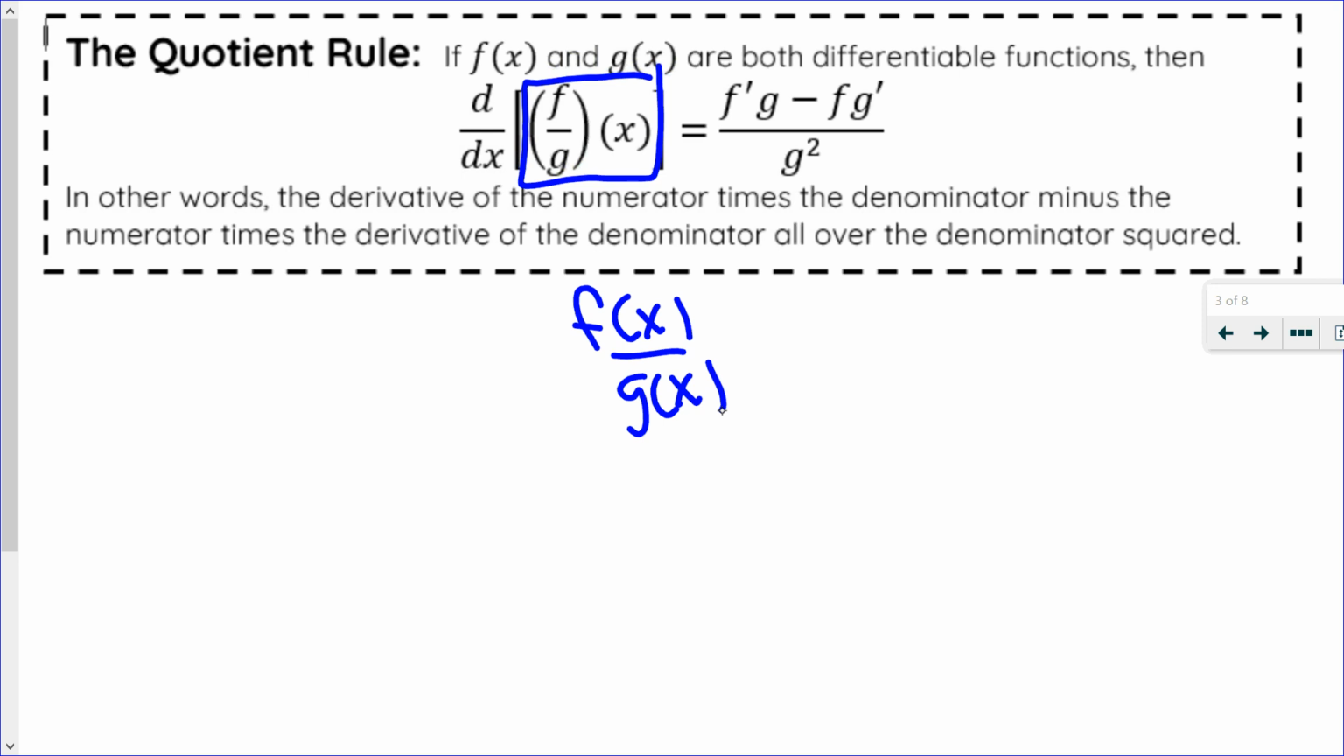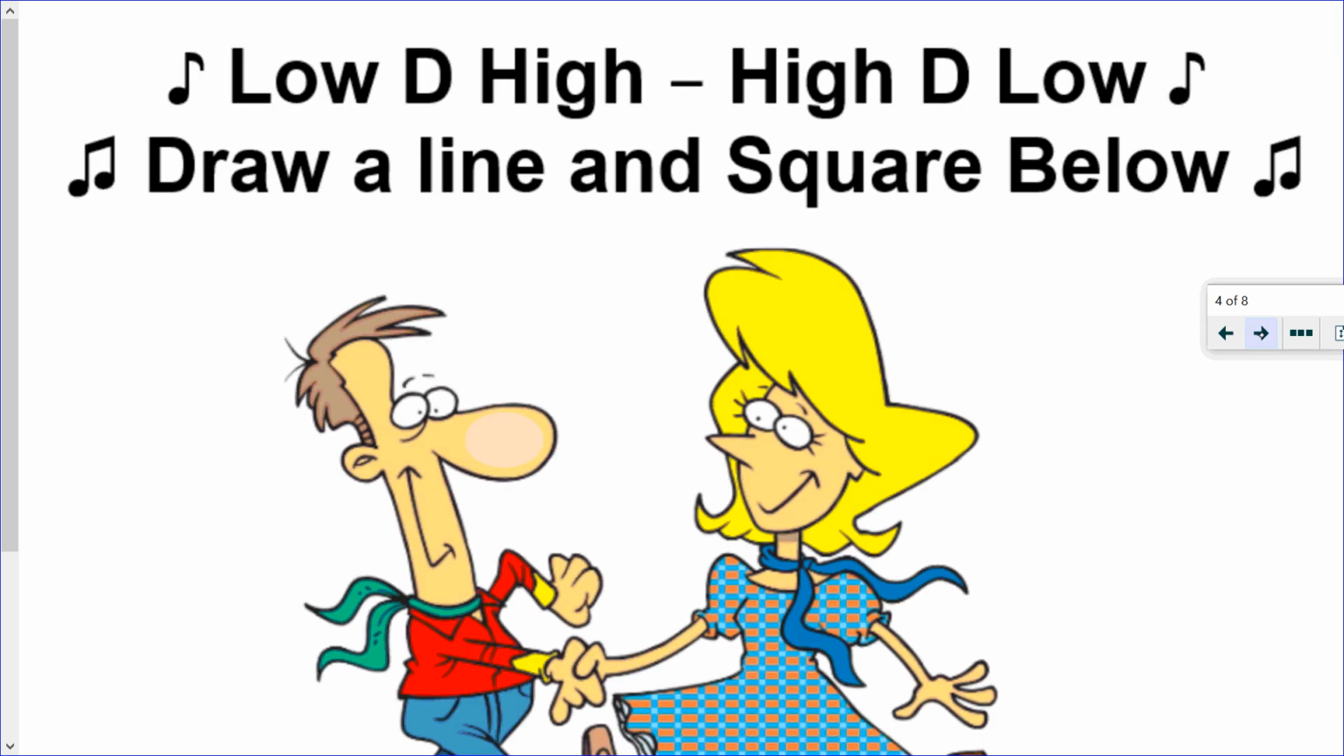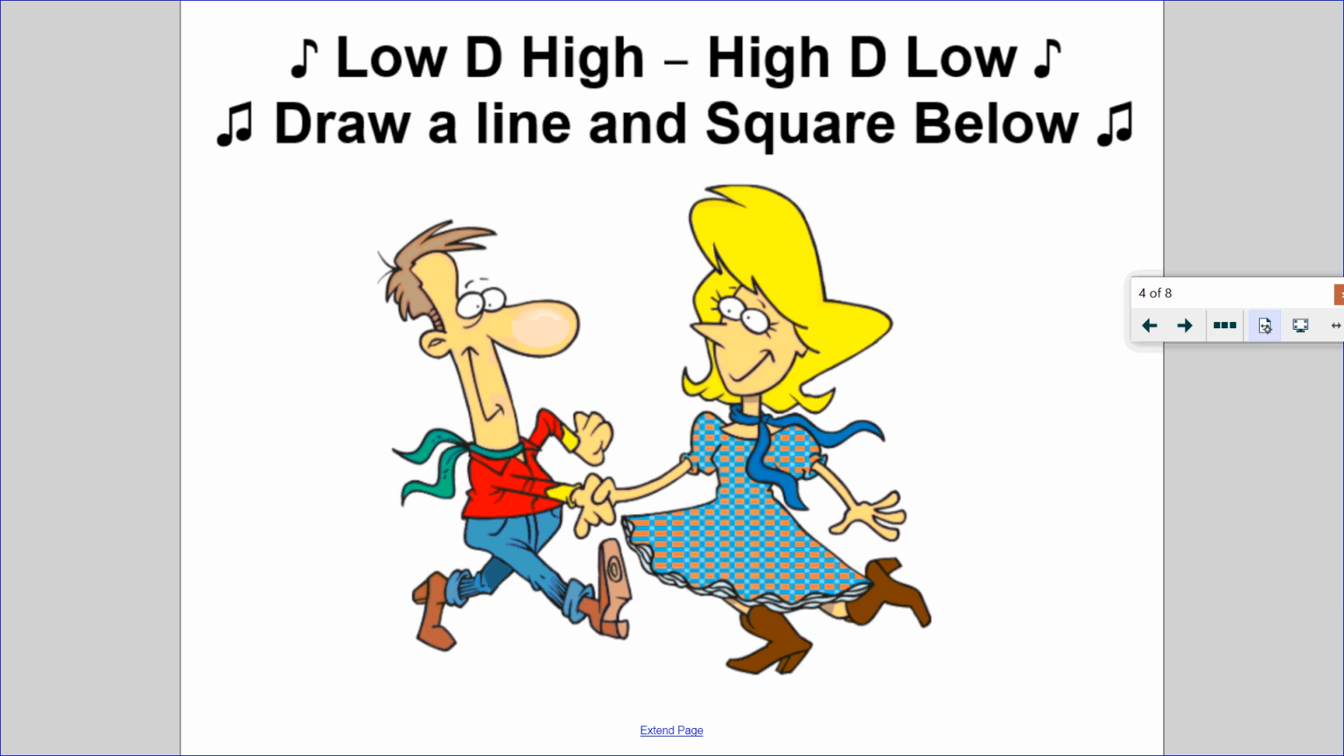Here's how I learned the quotient rule, and it stuck with me. I think of this as a little square dancing rhyme, and it goes like this: Low D high minus high D low, draw a line and square below. So you can imagine them saying that and then a big yee-haw at the end. Here's how it would look. Low, that's the denominator. D high, that's the derivative of the numerator, minus high, the function in the numerator, d low, the derivative of the one in the denominator, all over, draw a line, and square below. So this is how I remember it.